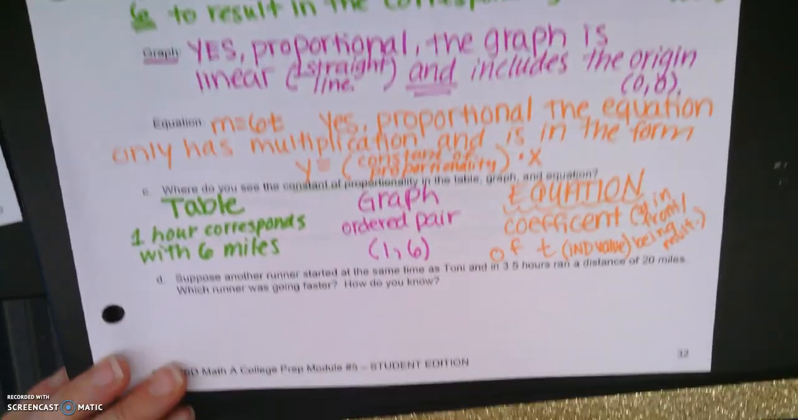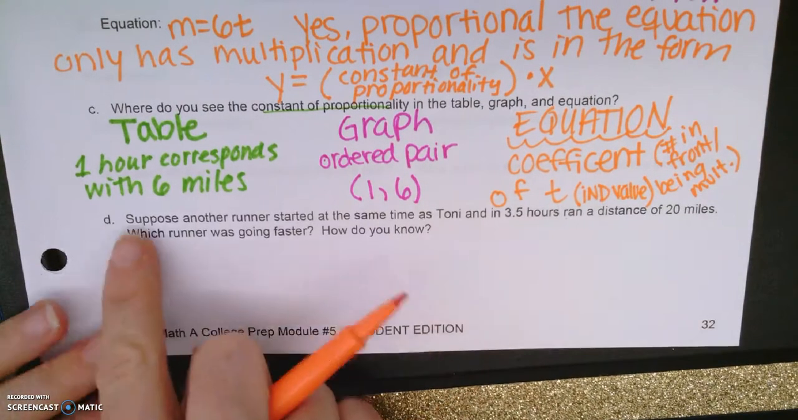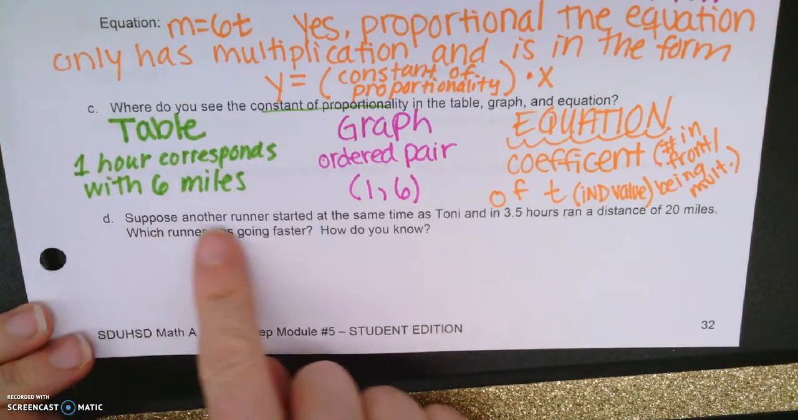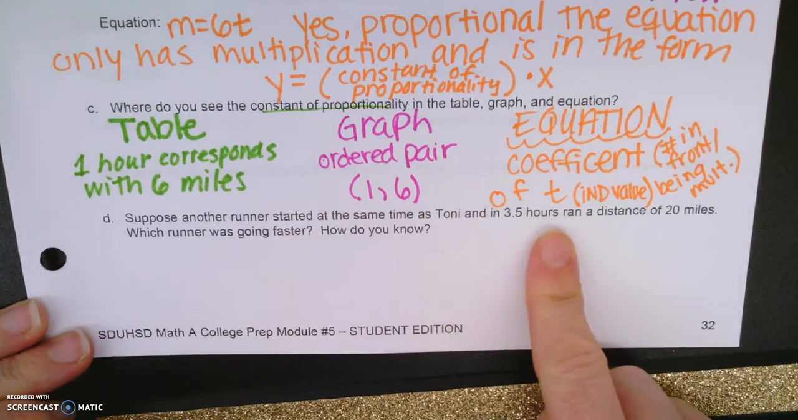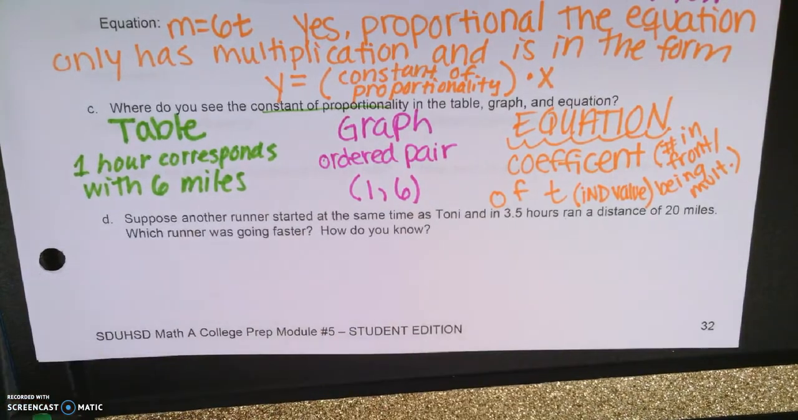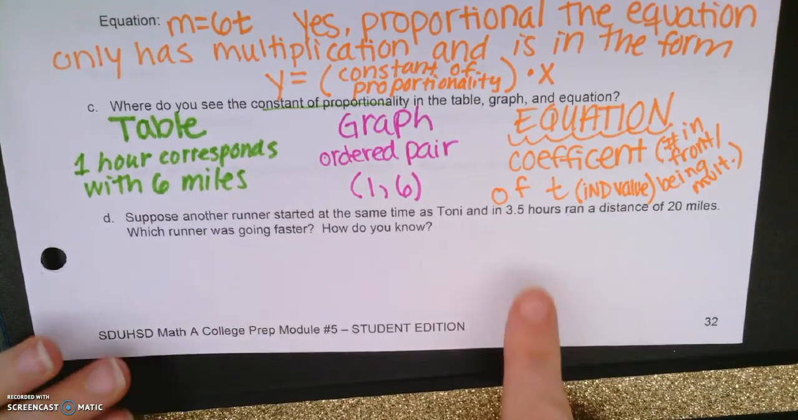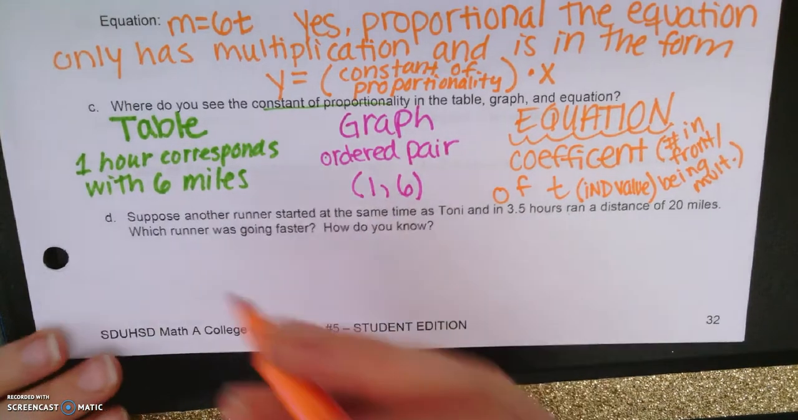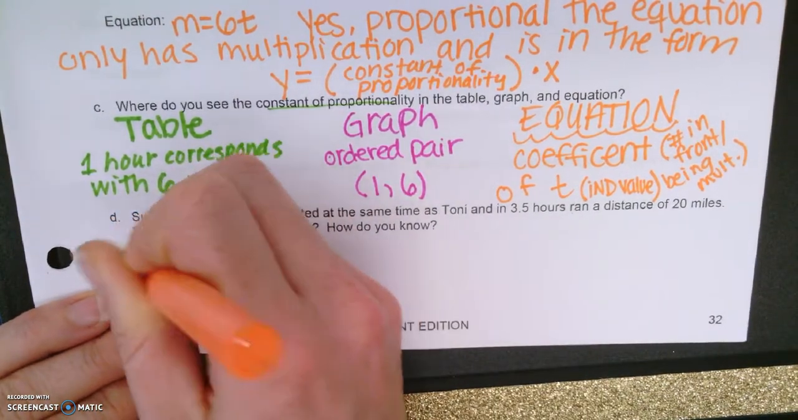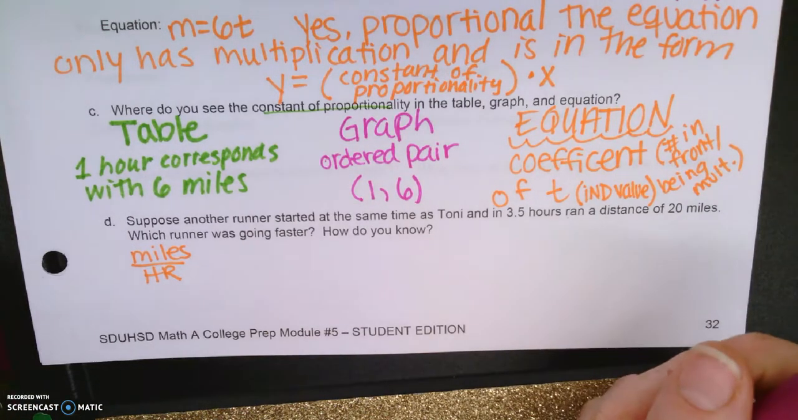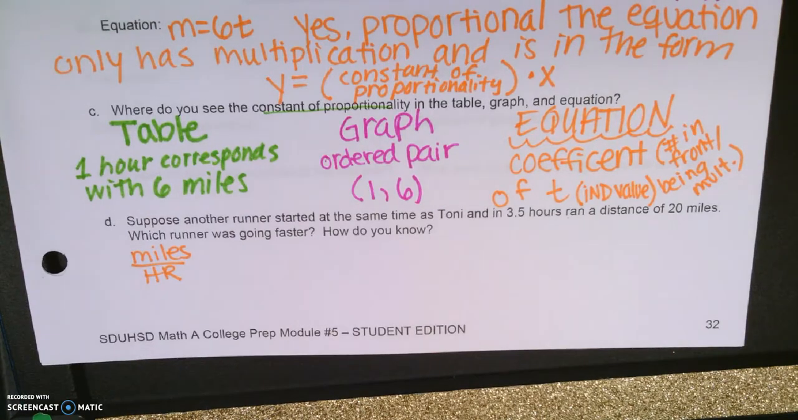Suppose another runner started at the same time as Tony. Ooh, competition. So another runner, please track with me. Let's start one more time. Have your trackers out. Thank you. Suppose another runner started at the same time as Tony and in 3.5 hours ran a distance of 20 miles. Which runner was going faster and how do you know? Well, if I want to look at who's going faster, I can look at hours per mile or miles per hour. What do you think is going to be most efficient here? I think miles per hour is going to be the best unit rate to look at because that tells me speed.